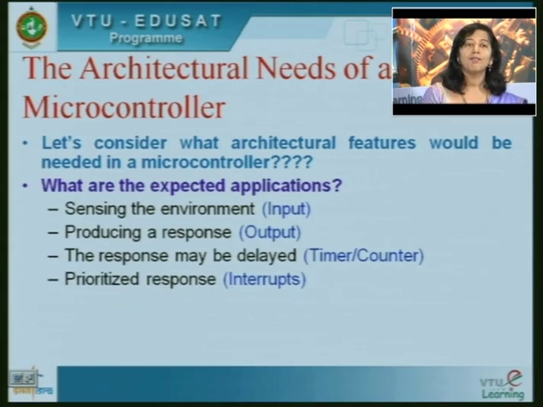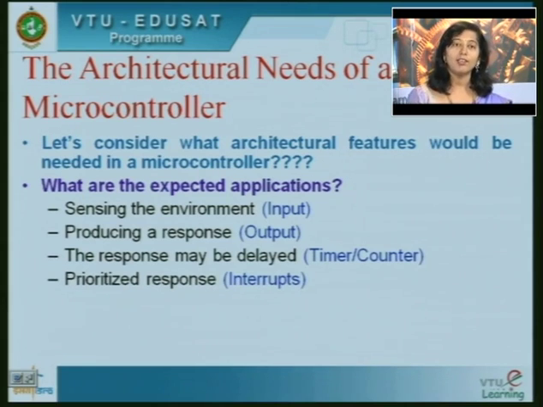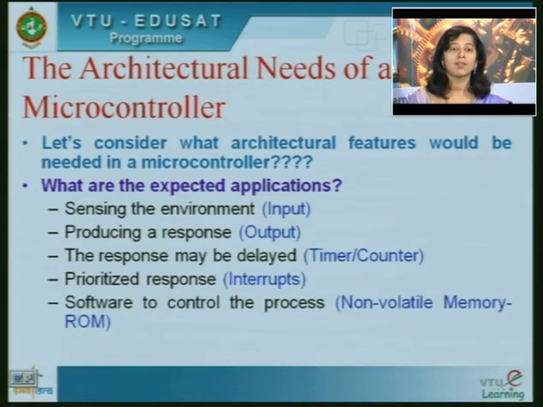Next, we need to give prioritized response. Say I am monitoring two things simultaneously. So I am monitoring the temperature and humidity, but I should respond to change in temperature immediately, and humidity change can be monitored or response can be sent a little slowly. So what we need to do? We need to prioritize our response by using interrupts. So which should get first priority, which should get the next priority.